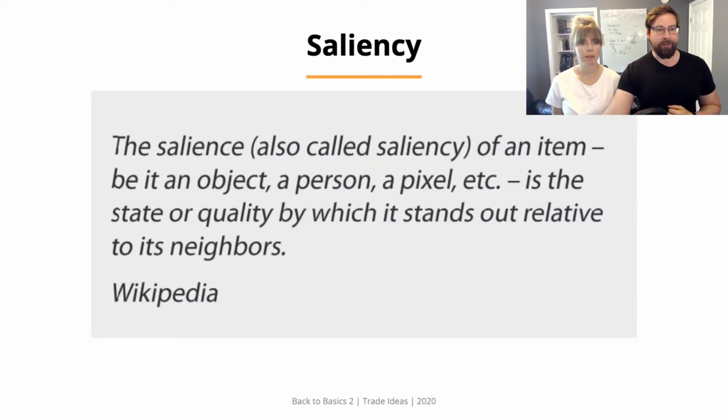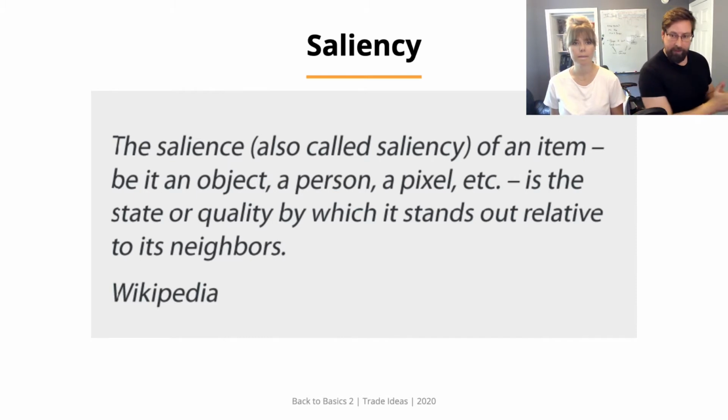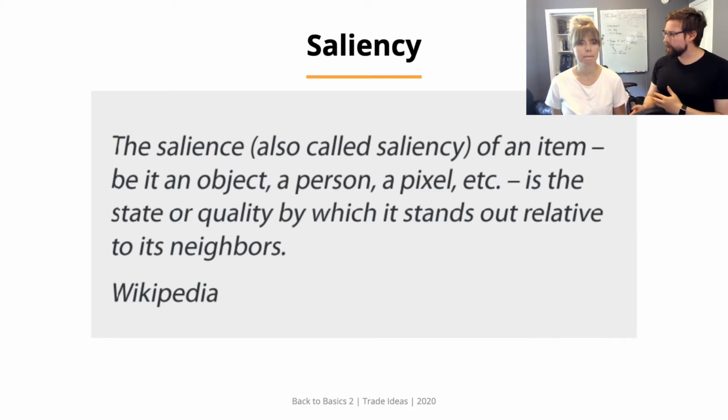First is saliency bias, which essentially means, this is the actual definition from Wikipedia, but it basically means that we value certain things higher based off of how often they've happened. So if an event occurred recently, we think the probability of that event occurring again is much higher than an event that occurred a long time ago.